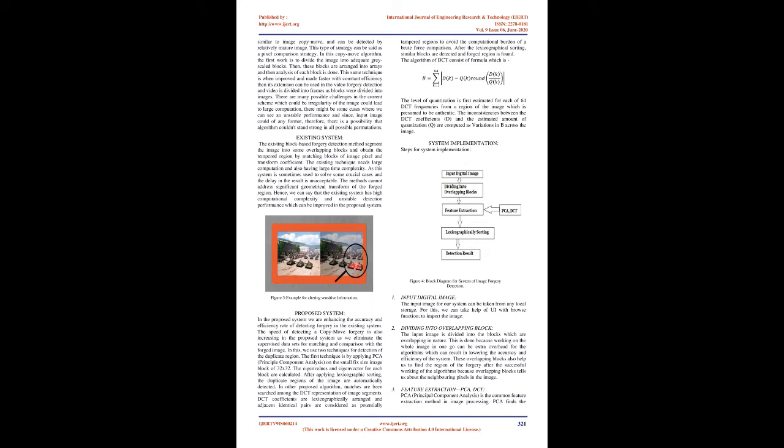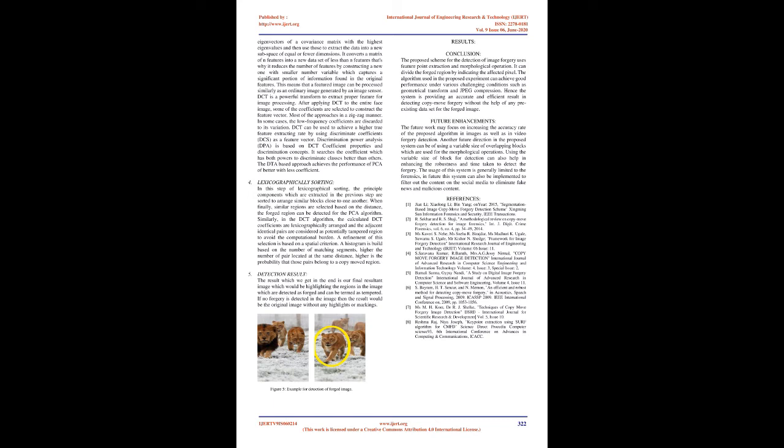2. Dividing into overlapping blocks. The input image is divided into blocks which are overlapping in nature. This is done because working on the whole image in one go can be extra overhead for the algorithms, which can result in lowering the accuracy and efficiency of the system. These overlapping blocks also help us to find the region of the forgery after the successful working of the algorithms, because overlapping blocks tell us about the neighboring pixels in the image.